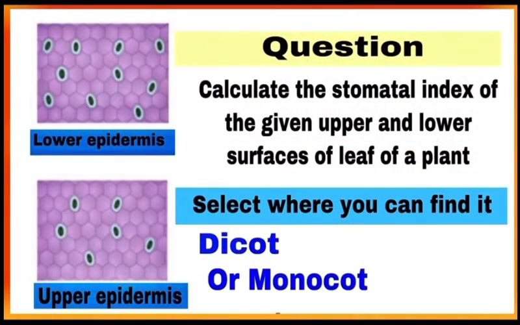Here is a question for you. Calculate the stomatal index of the given upper and lower surfaces of leaf of a plant and then select where you can find it, in dicots or in monocots.